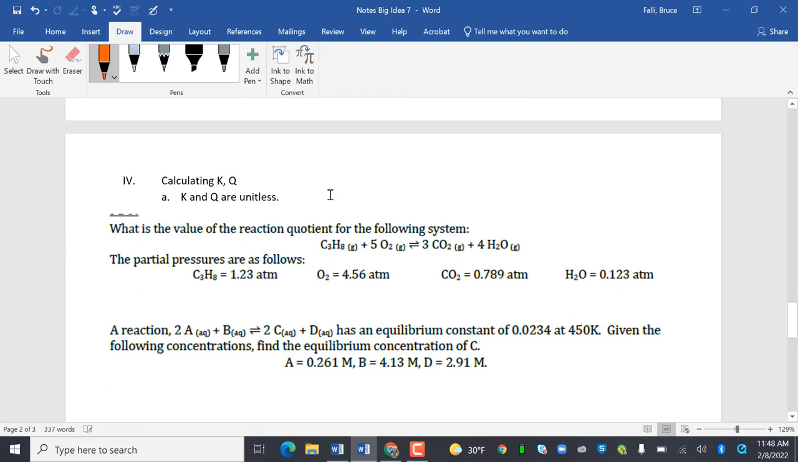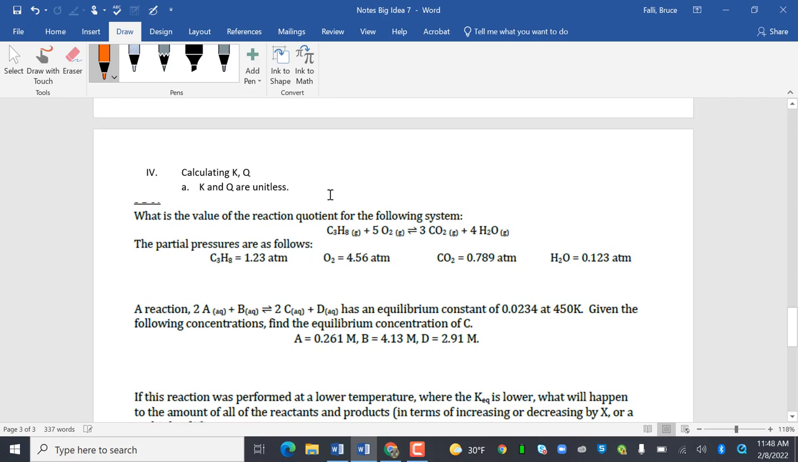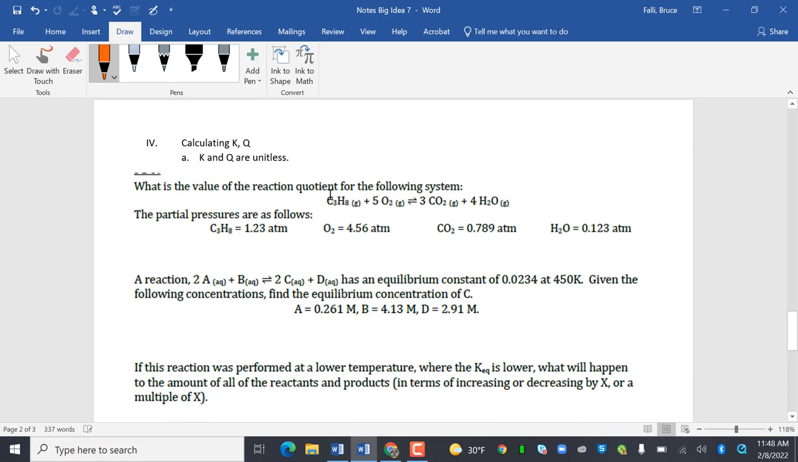All right. I didn't think I was going to go this far. Calculating K, Q. K and Q are unitless. And all we're going to do is make our expressions. What is the value of the reaction quotient for the following system? So I'm going to write reaction quotient as Q. I'm going to do products, CO2 cubed times H2O. Now, H2O is often a liquid, so I check to make sure it's a gas.